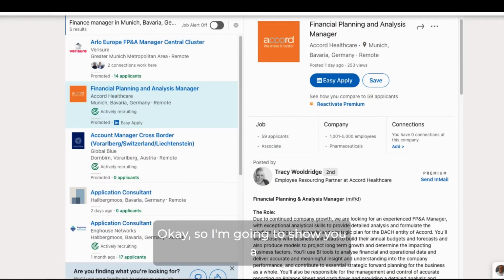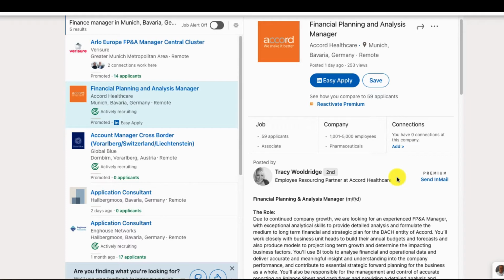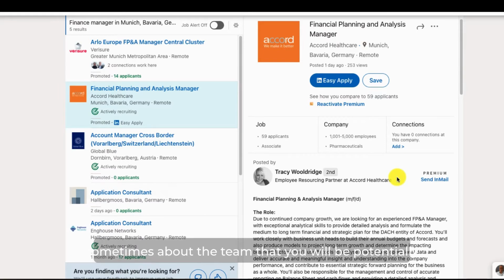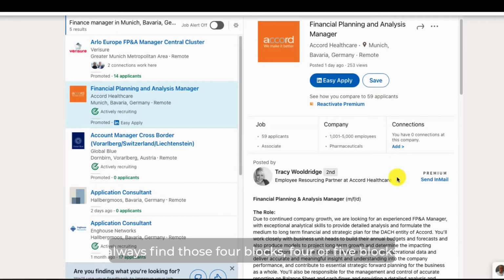Okay, so I'm going to show you a couple of fairly different examples, just to give a feeling of what to look for in a job description in general. There are always certain things that you can find. First of all, you have the about us, about the company. Sometimes you have something about the team that you will potentially be joining. Then you have the role, so about the role and the tasks included in it. And then finally you have what we need, or requirements. So you can always find those four or five blocks in every job description that is well written, at least.